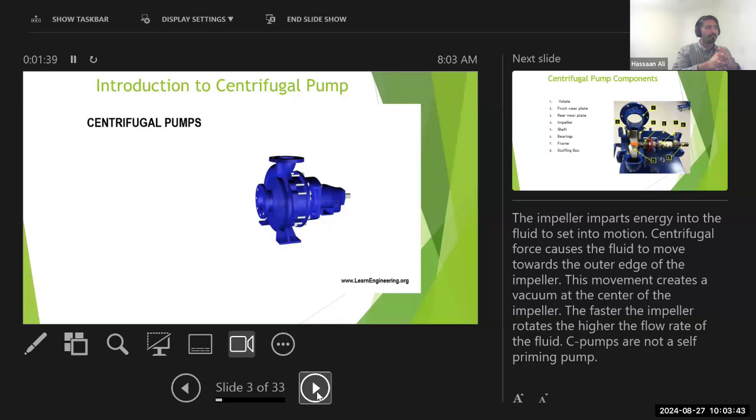Essentially, the guiding principle of the centrifugal pump is that it has a part which is called an impeller. It's just a big fan, if I have to call it in very simplistic terms, a fan which is rotating inside the body of the pump. It imparts energy to the fluid to set it in motion.